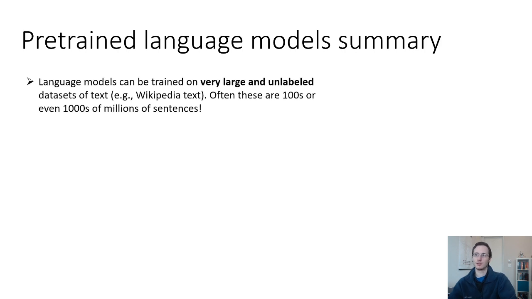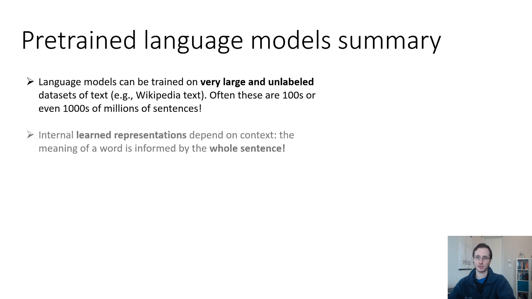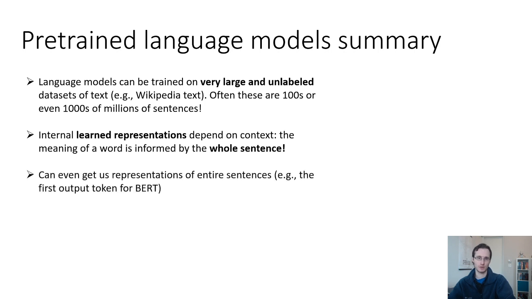All right, so the takeaways that I want to leave you with is that language models can be trained on very large and unlabeled data sets of text, like all of Wikipedia. Often these are hundreds or even thousands of millions of sentences. Internal learned representations in these models depend on context. The meaning of a word is informed by the whole sentence. And they can even give us representations of entire sentences, like the first output token for BERT.